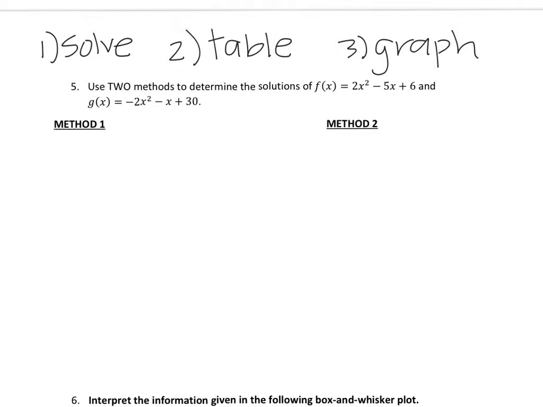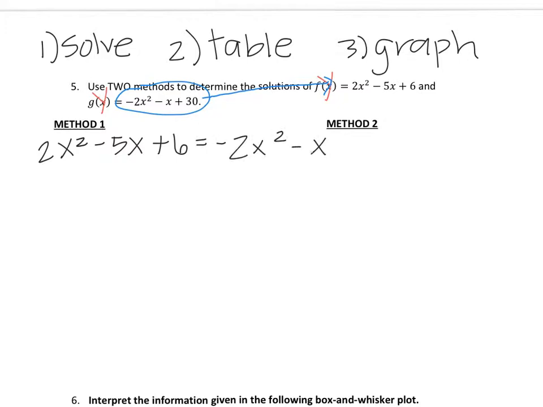So remember, f of x and g of x is another way to say y. And if both of those are y, I can use substitution to take one of the equations and substitute it for the other y value, which really just means set the equations equal to each other. So I have 2x squared minus 5x plus 6 equal to negative 2x squared minus x plus 30.